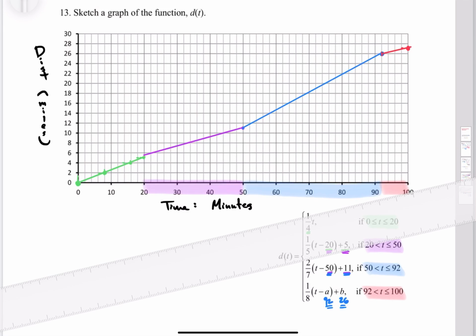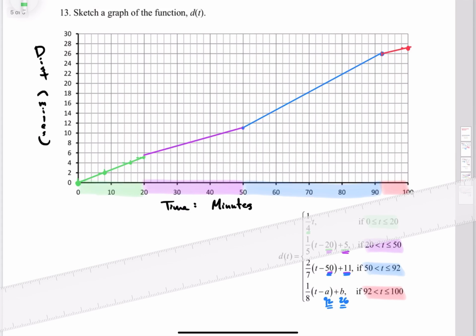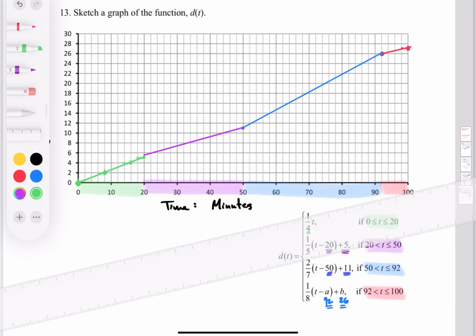Okay, so we have broken it up into 4 parts. I'll put that first piece back in. So the first part is between 0 and 20 minutes. The second piece is 20 to 50 minutes. Then we have 50 to 92 minutes, and then 92 to 100 minutes. All right, so that's basically how we use our piecewise function with a real-world scenario.